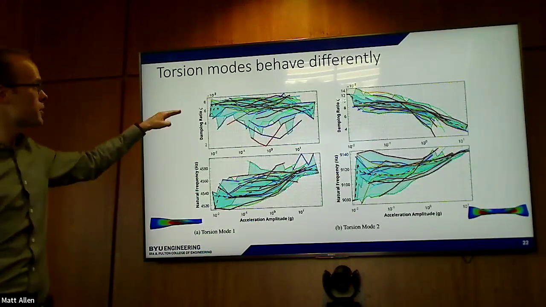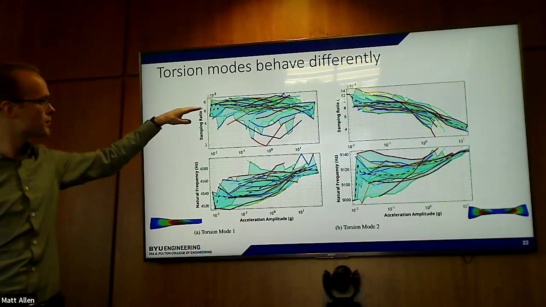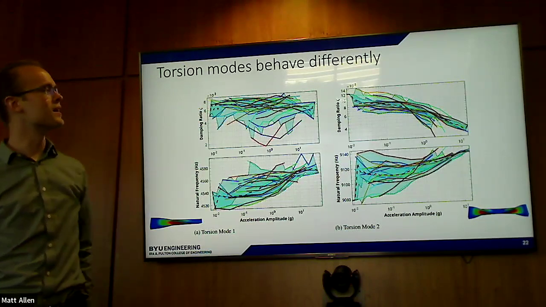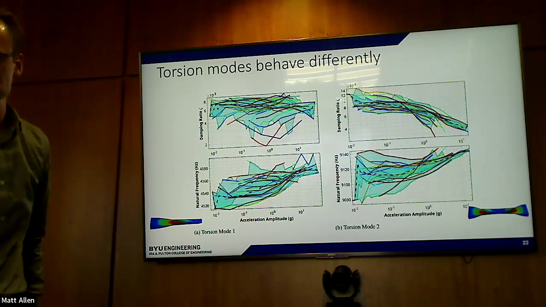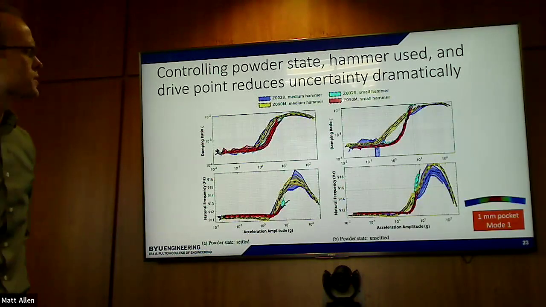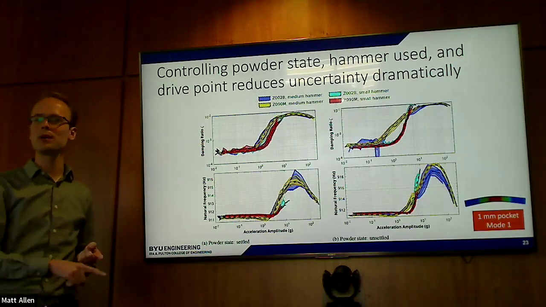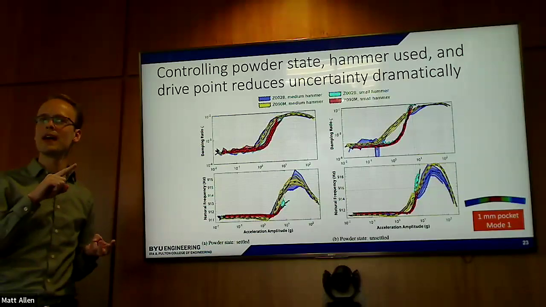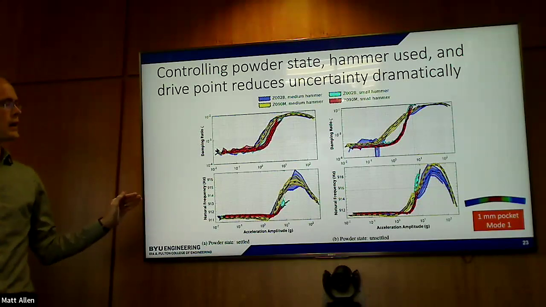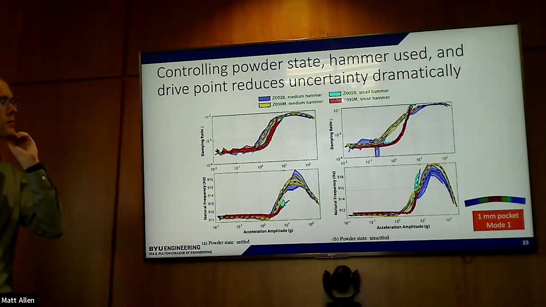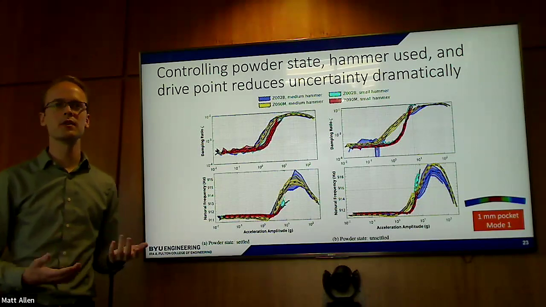And then for some of the modes, this is almost linear in damping, but then nonlinear in frequency for the torsion modes. Again, every mode behaved differently. And digging in a little closer, if we separate out the data based on what hammer we used, where we hit it, and what was the powder state, we actually see that variability go way down, and it starts to look very repeatable. So that's something that we studied, is how much each of these factors affects the uncertainty.